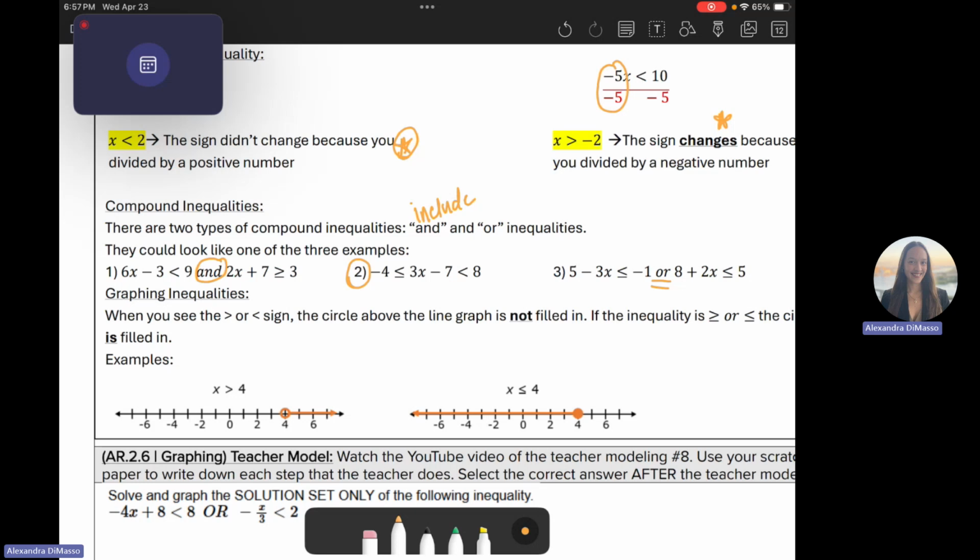The other piece when graphing inequalities that we need to remember is when we look at our signs, if they do not have that equal sign underneath it, right? So just the greater than or less than symbols, that means it is going to be an open circle. And if I have greater than or less than or equal to, if I've got that equal to sign, then it is going to be a closed circle. And that is very important. So we need to make sure that we do that.